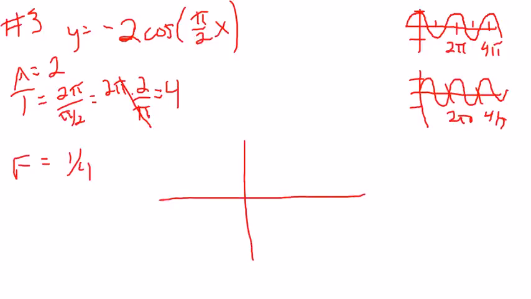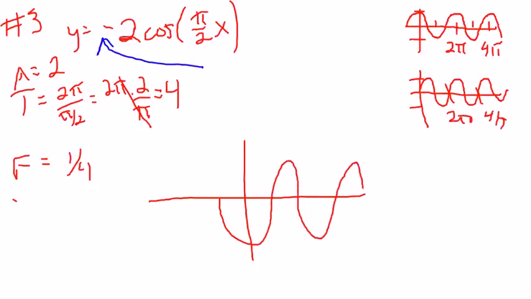Graph. Cosine, but it's negative. It's negative because of that right there. So I'm going to go through, and instead of starting up, then down, up, down, I'm going to start here and then go down, up, down, up, down, up, like that. I'll put some more negative in. It's kind of crudely drawn, and yours should be better than that, but it's hard to draw it on the iPad. The up-down is 2, so 2, negative 2.